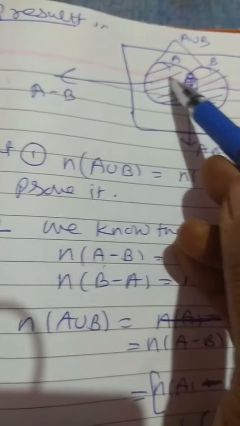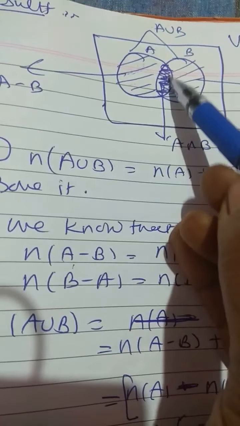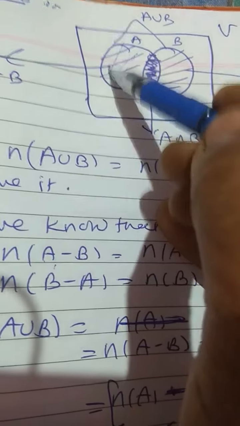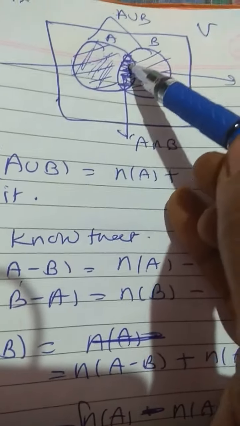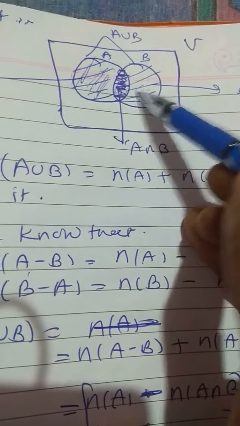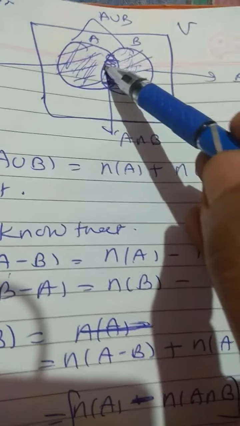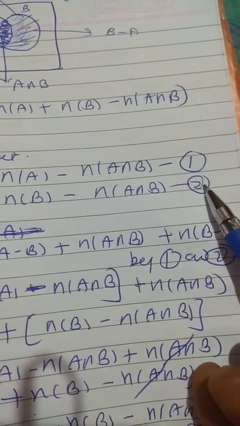We know the cardinal number of A minus B. How do we calculate that part? Total A subtracted by A intersect B is that part. Understand it? I repeat again. From total A, minus that part, we get A minus B. So n(A minus B) is n(A) minus n(A intersect B), number 1. If we calculate the cardinal number of B minus A, it means only B, not A. So from total B, subtract the intersection part. So n(B minus A) is n(B) minus n(A intersect B), number 2.